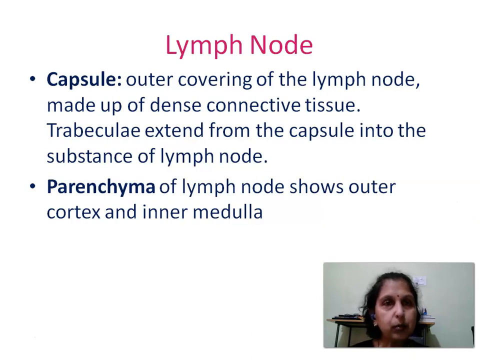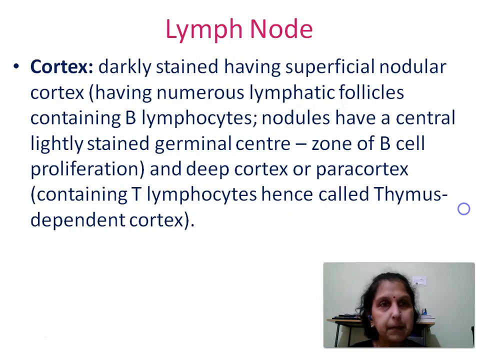Histologically, the lymph node shows capsule and parenchyma. Capsule is the outer covering of the lymph node made up of dense connective tissue. Trabeculae extend from the capsule into the substance of the lymph node. Parenchyma of lymph node shows outer cortex and inner medulla.